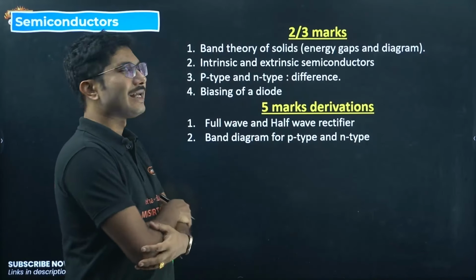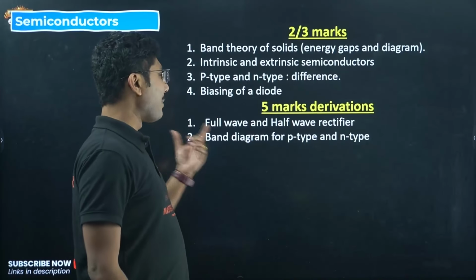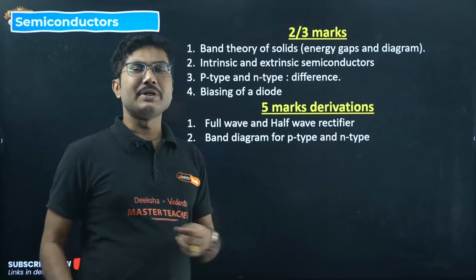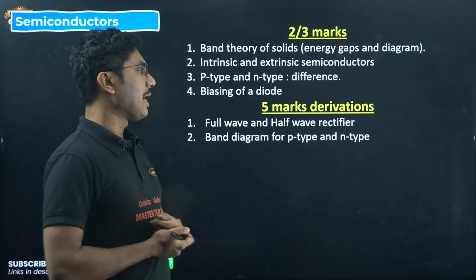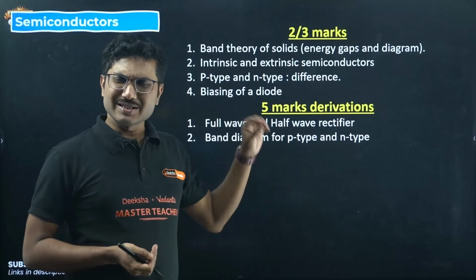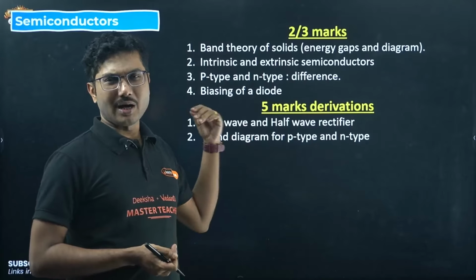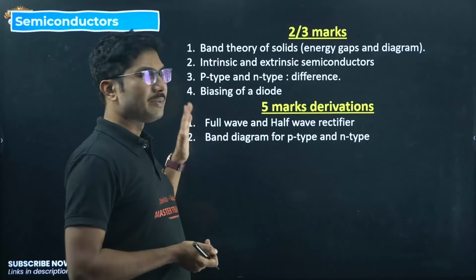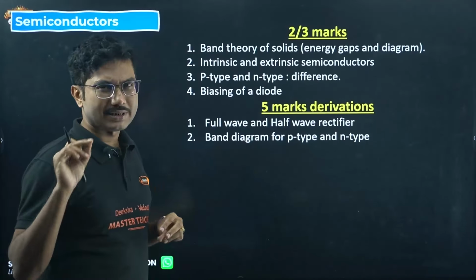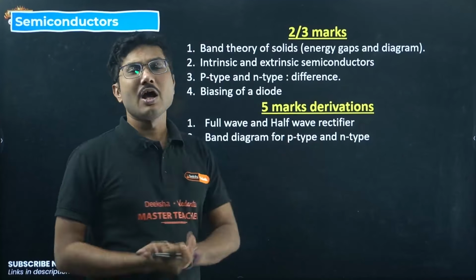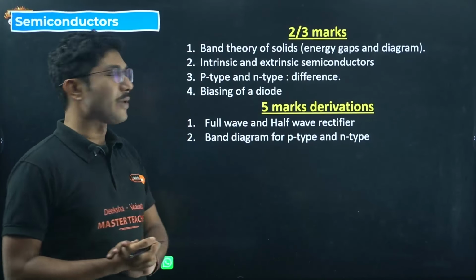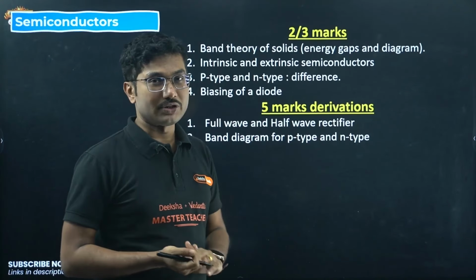If not, there is a 10% chance band diagram for P-type and N-type related questions might also come, right? So be prepared, just have a look at this, the diagram and how to explain the diagram. That might be possible, but that is only for 10% of chances. Otherwise 90% cases full wave and half wave rectifier will come from this chapter, right?